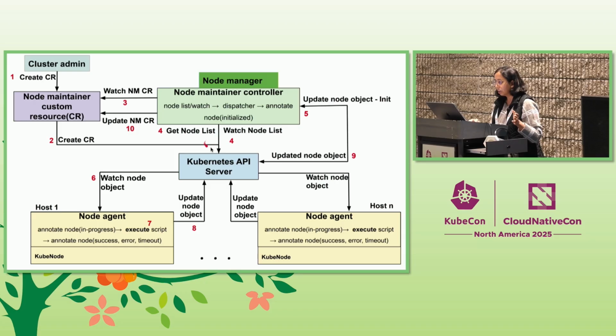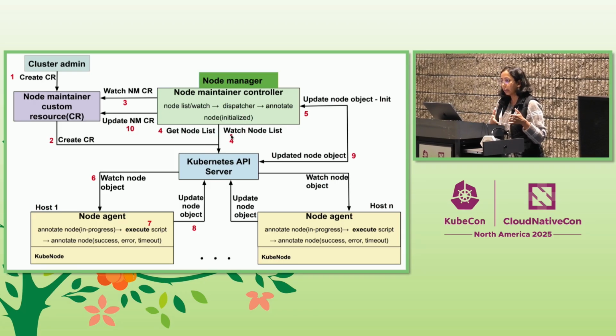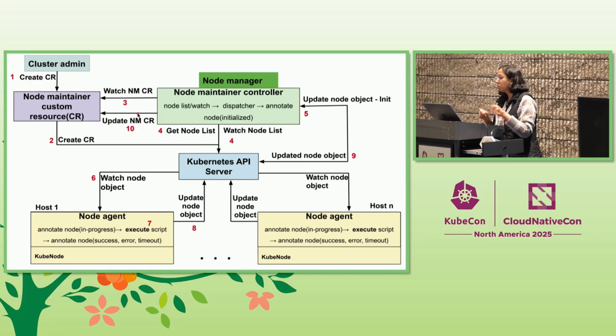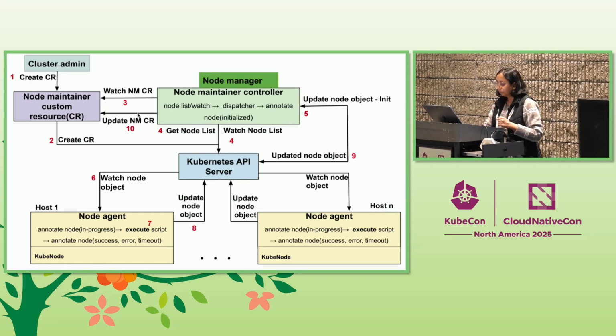Kubernetes API server. The node maintainer controller, which keeps watching this node status all the time in the form of a lister and watcher, sees the update from the node object and updates the node maintainer custom resource back. And that's how the cluster administrator can see it with kubectl get nm --watch.